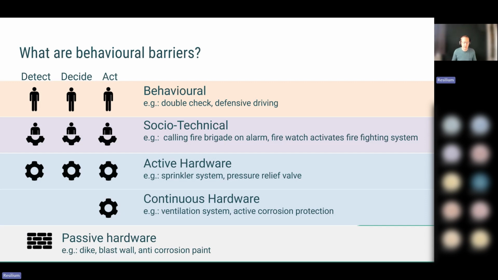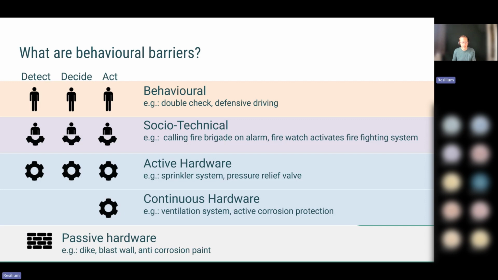On the other extreme, if the detection, the decision, and the action are all done by some type of hardware or technical system, then you can call it active hardware. So for instance, pressure relief valves, they have some sort of built-in way to detect the pressure, and then the decision is of course built into the hardware, but the action is then to release. And in that case, there's no human involved, so it's just pure active hardware.